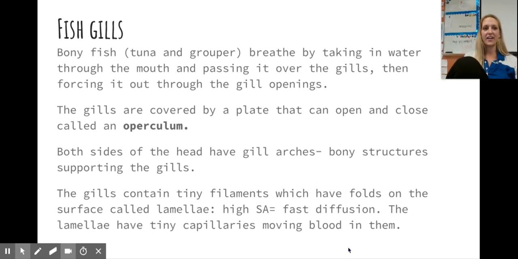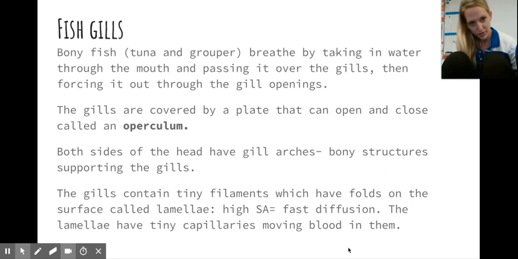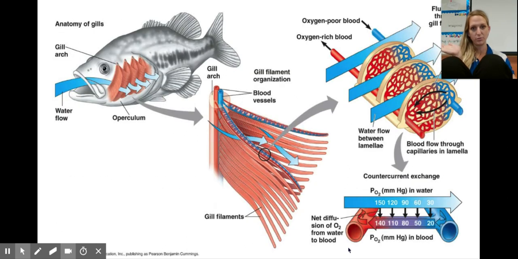Anyway, they have that gill covering, that gill plate called the operculum, and that's what's going to help open and close to allow water that's full of gas to flow through and get in contact with their gills. Both sides of the head have gill arches, which is a bony structure that supports the gills. The gills contain tiny, tiny filaments called lamellae, and those have really high surface area. They're not thick, so the volume is small, but they're very exposed. The surface area is high. And these tiny capillaries inside the lamellae are going to extract the oxygen and move it through the blood.